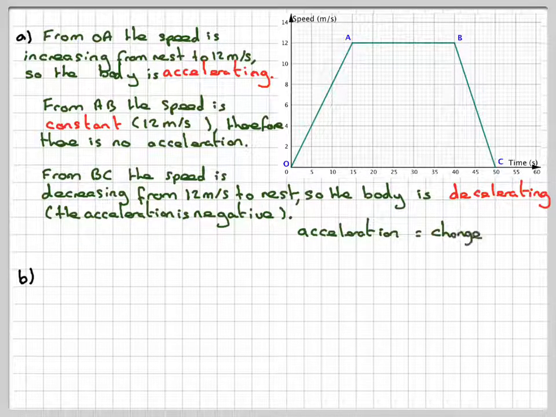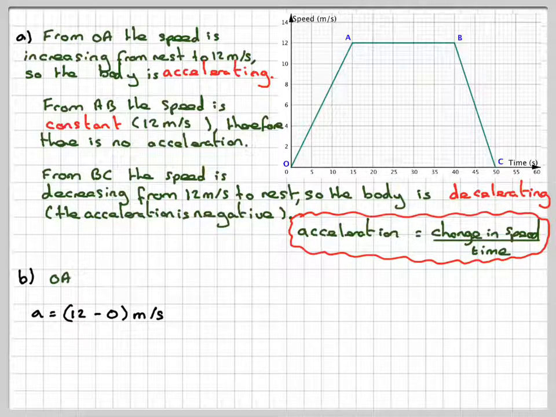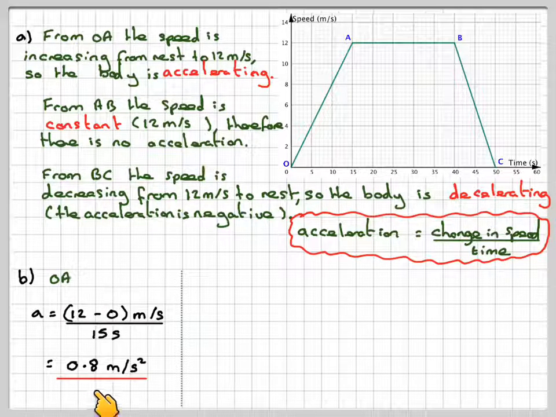So the acceleration is the change in speed divided by the time. So the change in speed for the first part goes from 0 to 12, so it's going to be 12 minus 0 divided by the amount of time it takes to do that, which is 15 seconds. So that gives an acceleration of 0.8 meters per second, because this is meters per second and this is seconds, so this becomes meters. The units of acceleration are meters per second squared.